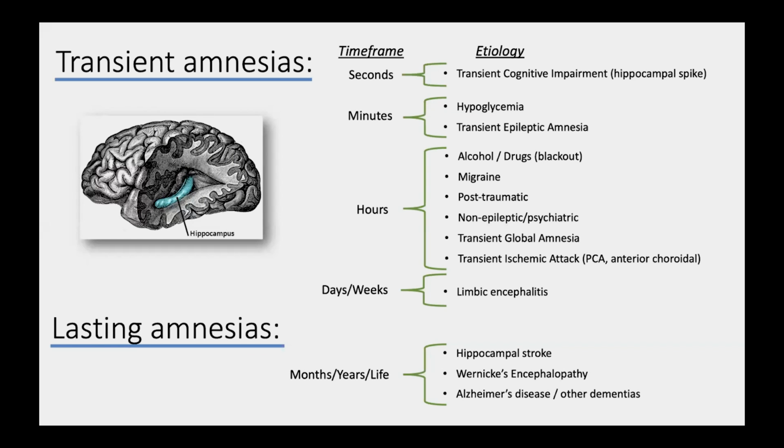So alcohol, drugs of various sorts, migraines can potentially do this, post-traumatic, if someone gets hit in the head, they may get knocked out for a little while, non-epileptic or psychiatric causes, and transient global amnesia, which is kind of this whole separate diagnosis of just an amnesia period, but not necessarily associated with seizures in most cases. And then even transient ischemic attack, which is thought to be a vascular cause.